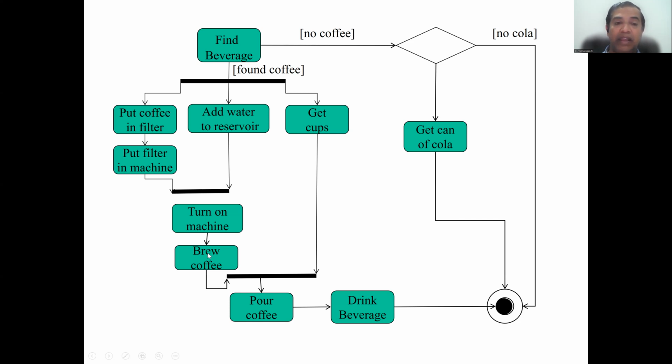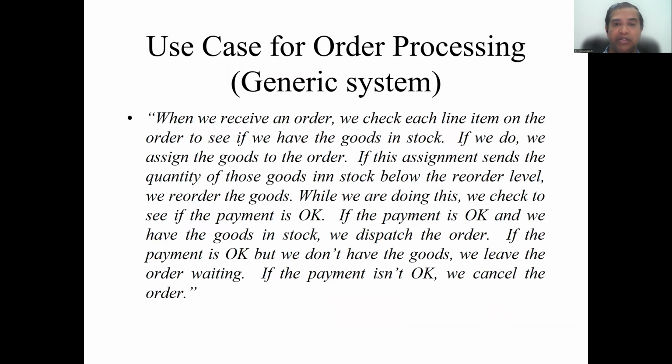So brewing the coffee can happen only when we put the coffee into the filter and add water to the reservoir. After that only this process can happen. And pouring the coffee can happen only when we have got the cups. Then only it can happen. After the process is done, we need to wait for a while, but we can do all three sets of processes parallelly. Okay, so that is what we understood by means of this particular diagram in terms of the vending machine.